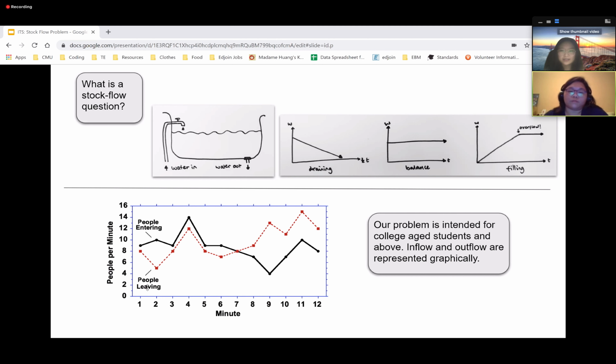Imagine there is a bathtub with water flowing into it and water flowing out of it at different rates. We want to understand how the stock level in the bathtub will change based on the two flow rates. We want people to be able to understand how a stock will change given a graph showing the inflow and outflow rates in a stock flow question.